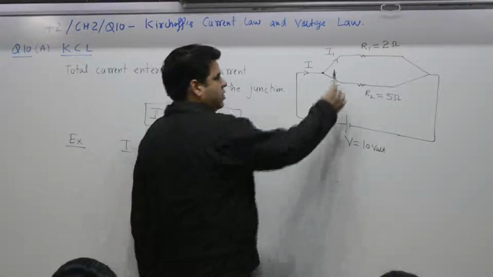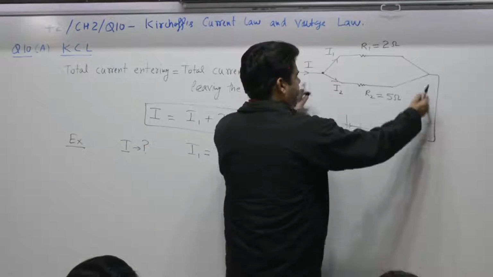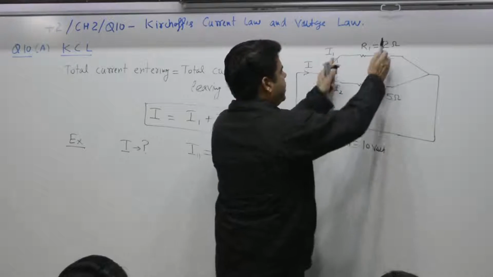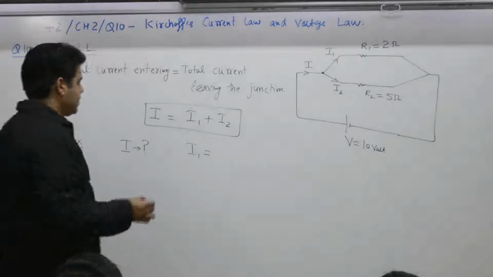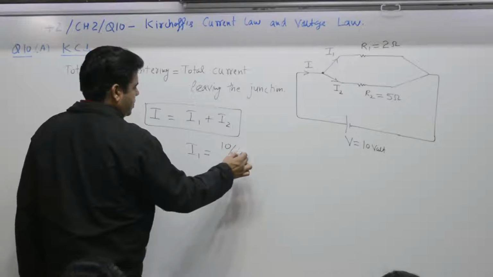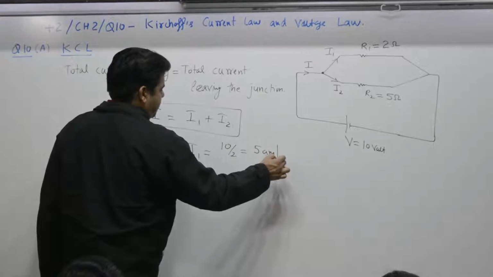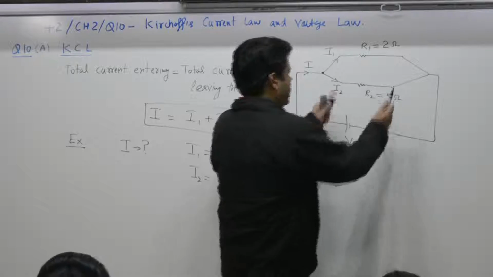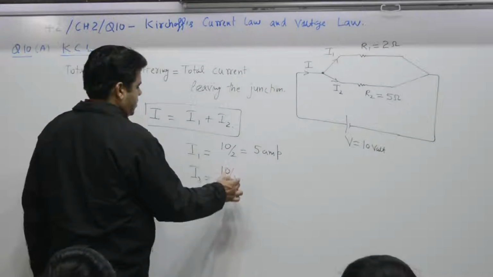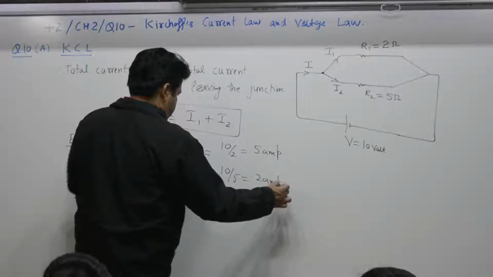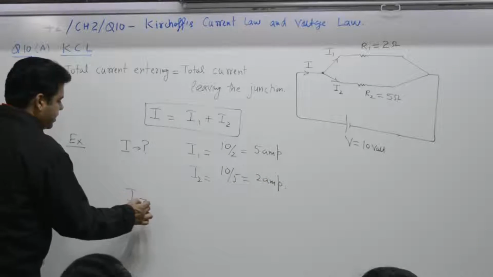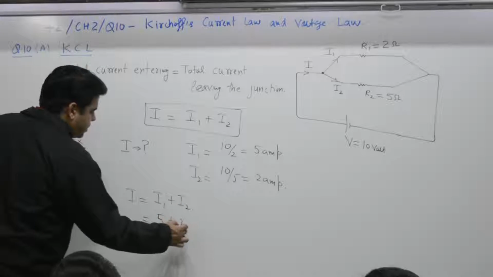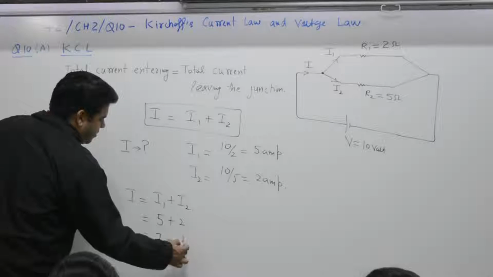Yes. Voltage across all are connected in parallel, so voltage remains same. Applied voltage is how much? 10. 10 divided by 2 ohm, 5 amperes. So I1 is 10 by 2, comes out to be 5 amperes. Step 2. I2. What is the voltage applied? 10 by 5 comes out to be what? 2 amperes. Total current I is equal to I1 plus I2, is 5 plus 2, is equal to 7 amperes.